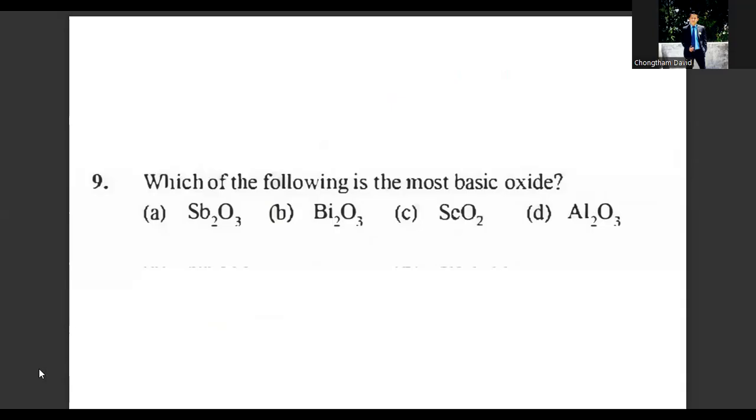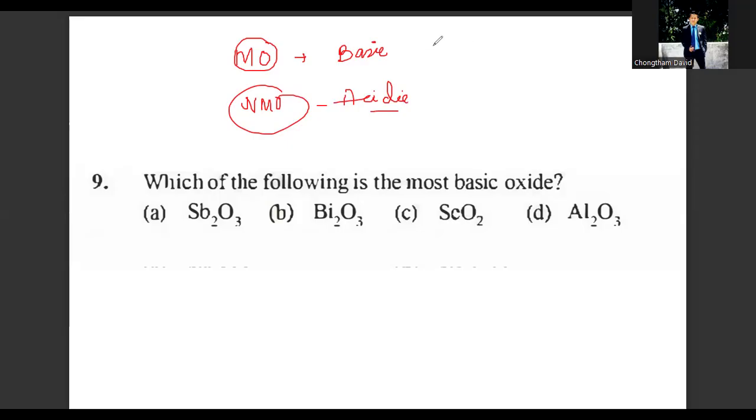Which of the following is the most basic oxide? See, remember the rule of thumb. When a metal oxide forms, the compound would be basic usually. Okay, this is the rule of thumb, and non-metal oxides are usually acidic in character. So there is another key concept: the higher the oxidation state, the higher will be the acidity. Okay, so the higher the oxidation state of the central atom, the more acidic the oxide is going to be.